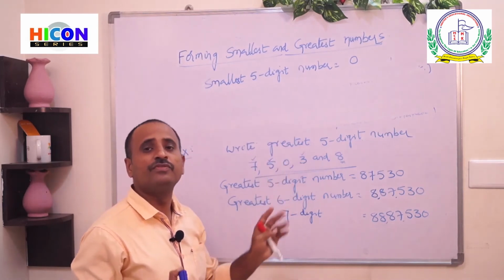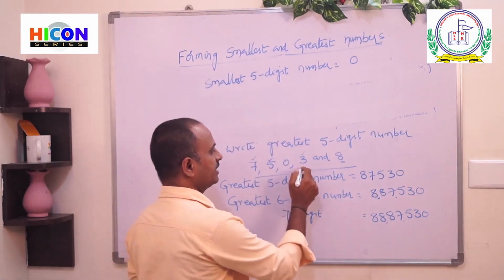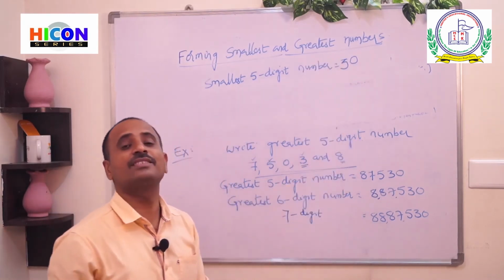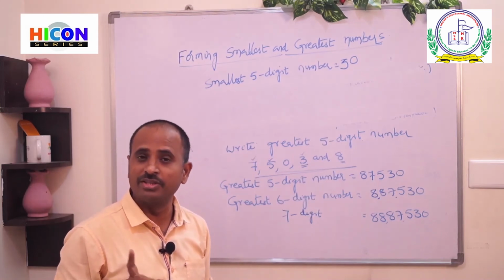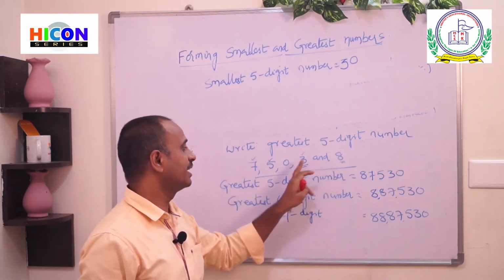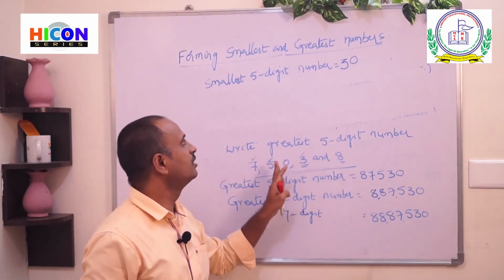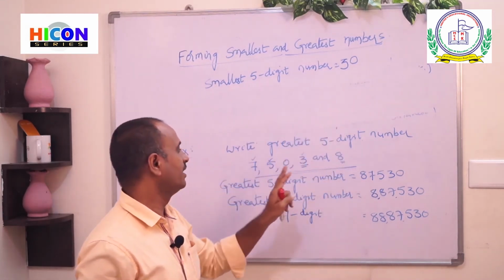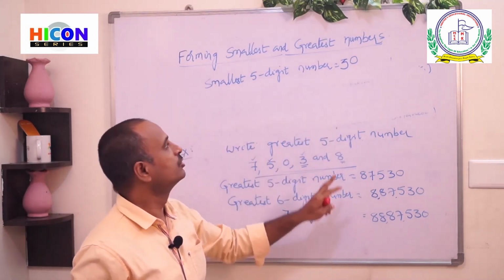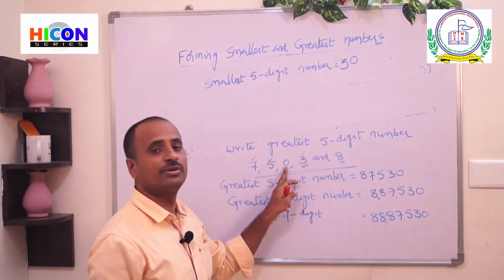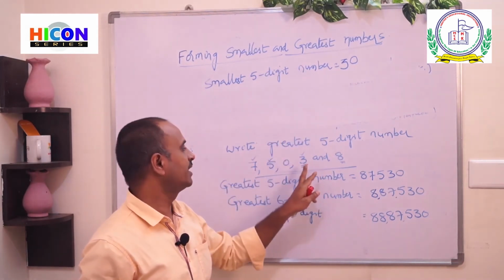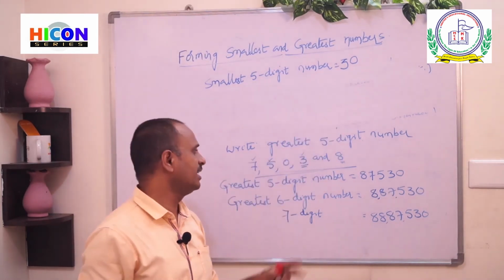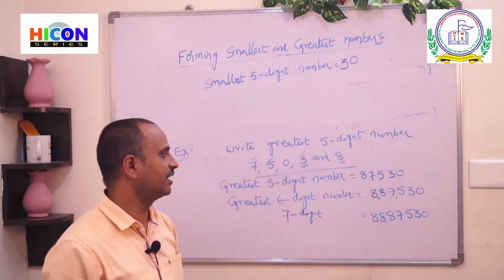After 0, which is the next smallest one? 3 is the next smallest one. So write 3 first and 0 in the second place. Children, remember this point: if 0 is present in the given digits, 0 should not be written first. It should be written in the second place, and the next smallest digit after 0 should be written in the first place. And arrange the remaining 3 digits in ascending order as usual.